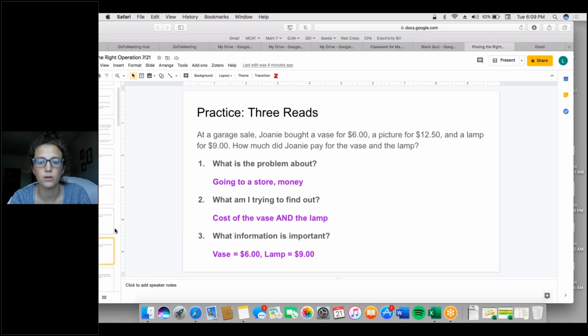Notice when I wrote it down, I didn't just write $6 and $9. I wrote what each of those numbers represent, and that's going to help me if I were to go to solve through this problem so I could add them together. So that's all the 3 reads look like. We're going to try it with 2 more problems and then go into actually solving these.